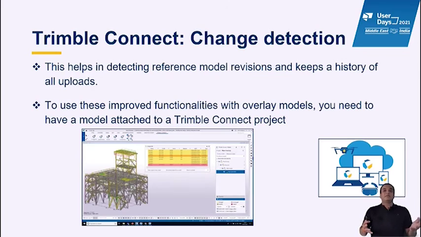Change detection function will allow you to detect the reference model revisions and keep the history of all uploads you made in the past. For this feature, you need to keep the reference model name the same throughout the model, as if you change the name, then it will be considered a different reference model and it will not detect any changes from the previous upload. To use this feature with overlay model, you need to have the model attached with the Trimble Connect.